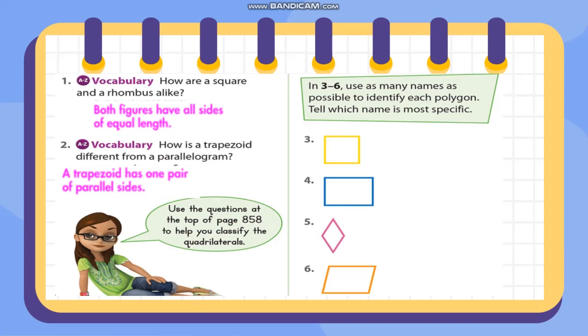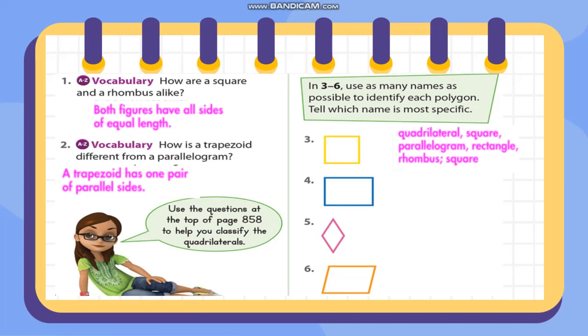And a square is in the family of rectangle, family of rhombus, family of parallelogram, and quadrilateral. That's why this is a square, quadrilateral, parallelogram, rectangle, and rhombus. And the specific name is a square. Another, this is a rectangle, number 4.